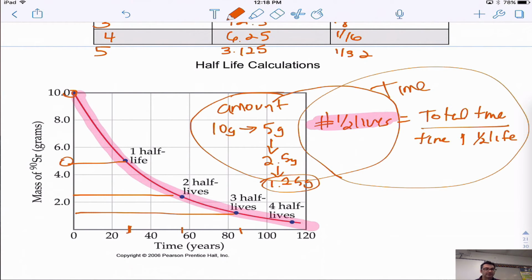So when I do amount, I like to do sort of a graphical approach, and I like to go through how many half-lives using arrows. In this case, I went through 3 half-lives, 1, 2, 3. For the number of half-lives, or the time, I like to use the equation approach.